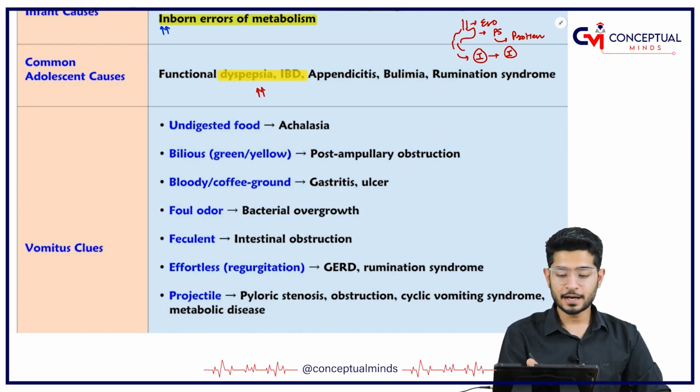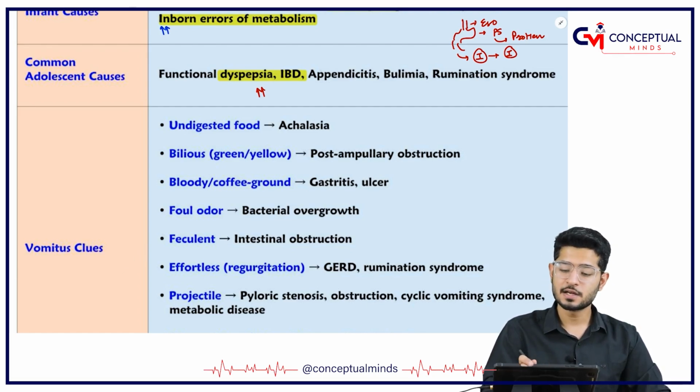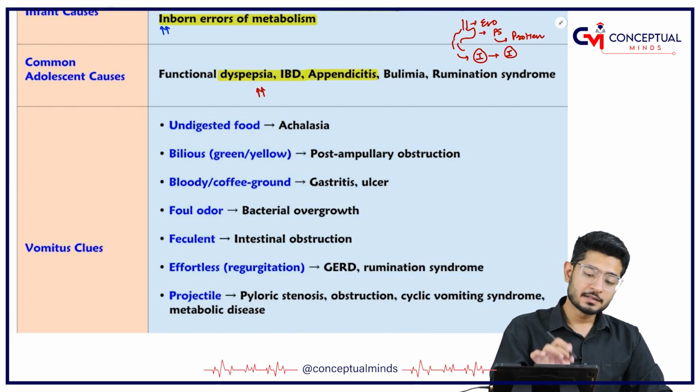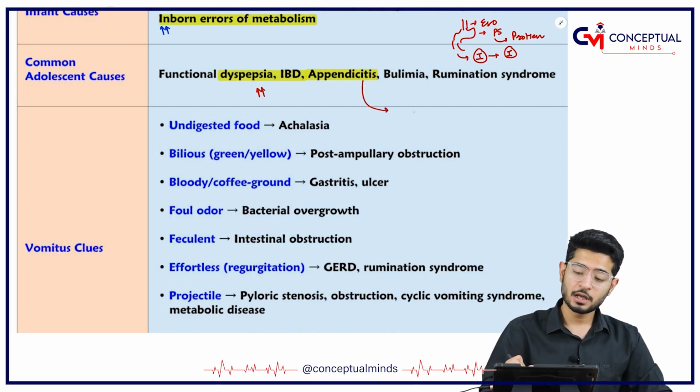After that, you have got IBD, that is inflammatory bowel disease or irritable bowel disease. Vomiting is one of the factors which is there. Appendicitis is also going to present with nausea and vomiting. And if you remember this score of Alvarado that's discussed in medicine, the Alvarado score, the N is something which is called nausea and vomiting.